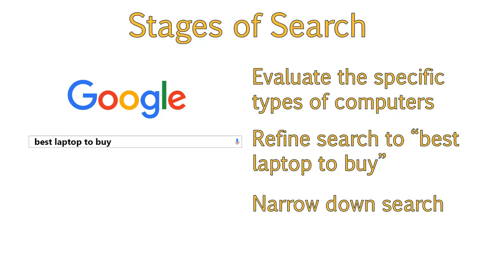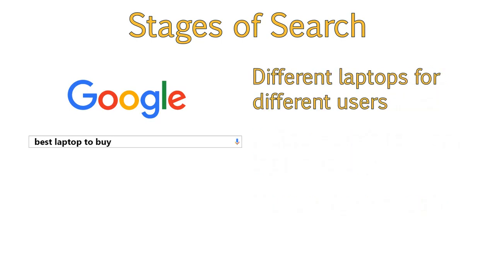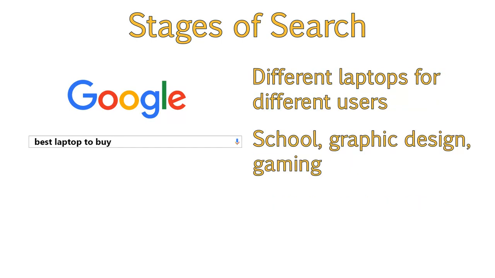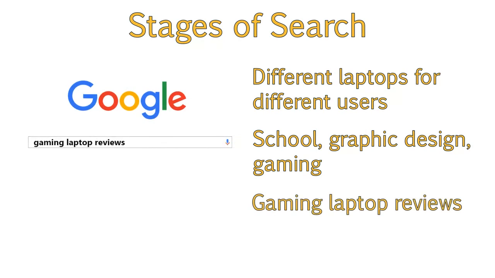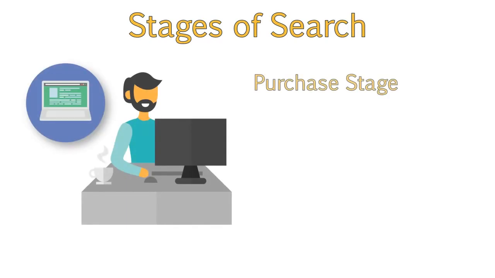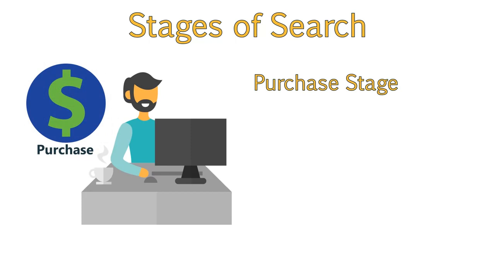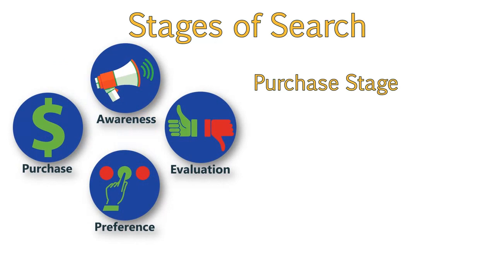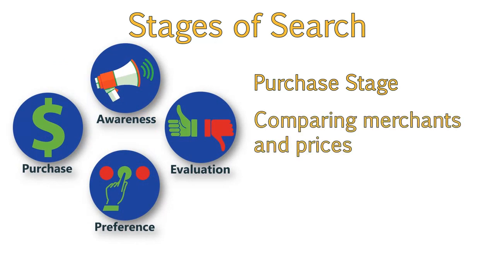down his choices. There are different laptops for different uses, such as school, graphic design, or gaming. In this example, Tom decides he wants a gaming laptop, so he looks up "gaming laptop reviews" to help decide on a specific choice. After reading reviews, Tom has decided on a specific laptop brand and model that he wants. He will now go to the purchase stage and search for that laptop brand and model number. Occasionally, this may start a new stage of search, comparing merchants and narrowing down prices.